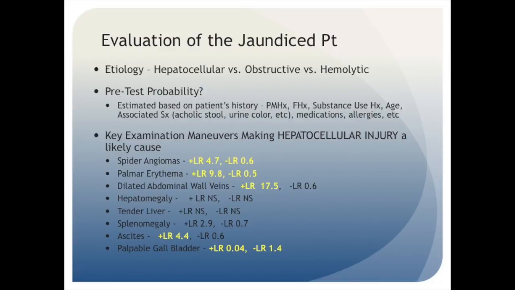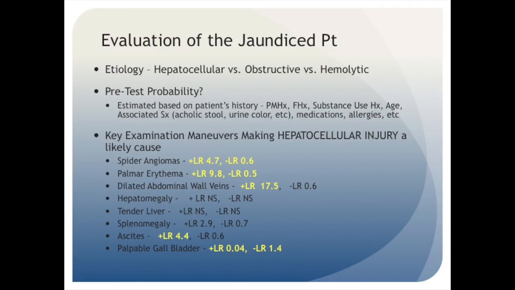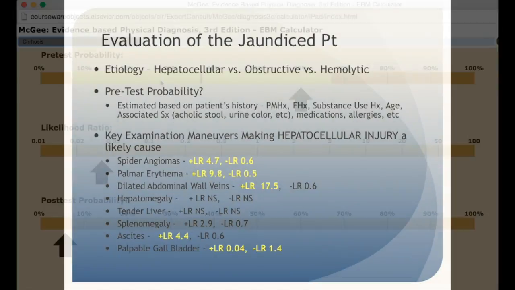And notice that we see a lot of the same physical exam findings that we saw in our evaluation of the cirrhotic patient, and that's because repeated hepatocellular injury and cirrhosis go hand in hand. But I want to point out one physical exam finding down at the bottom, a palpable gallbladder, so-called Courvoisier's sign, which has a positive likelihood ratio of 0.04, meaning that if you see a palpable gallbladder on exam, all of a sudden it makes it extremely less likely that this patient has hepatocellular injury as the etiology of their jaundice, much more likely that it is obstructive in nature.